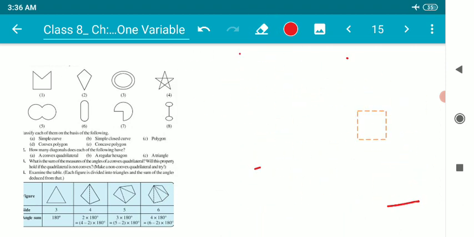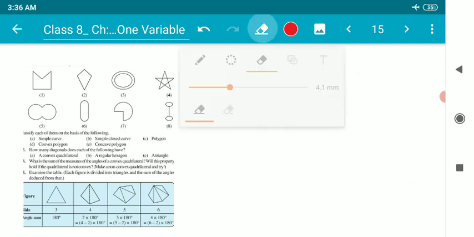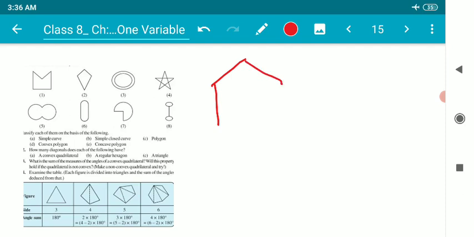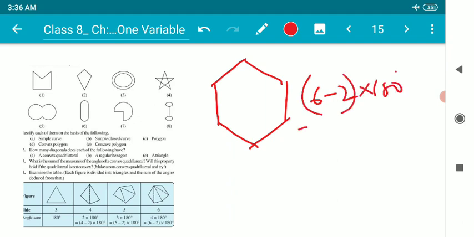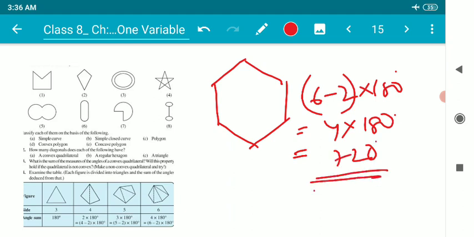Alright, now children, let's talk about a hexagon. We can consider any figure, but I prefer to talk about a hexagon now. As there are 6 sides, it is 6 minus 2 into 180. So 6 minus 2 is 4, into 180 is 720 degrees. That is the sum of all the angles of a hexagon.